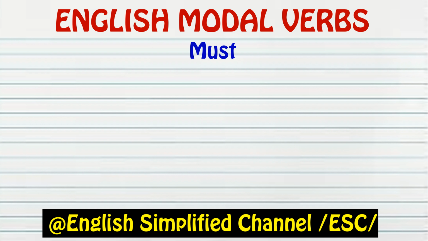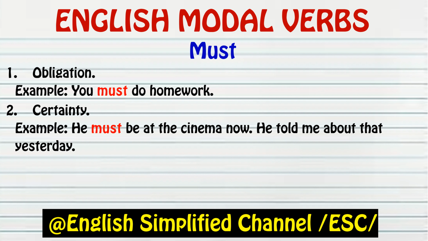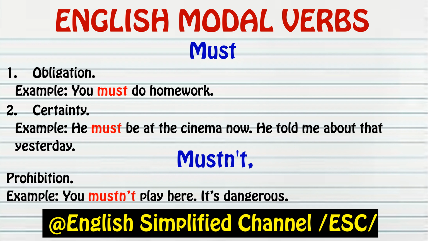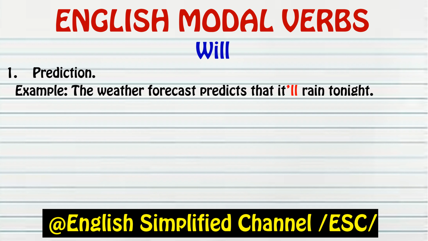Must. This one is used to express 1. Obligation. Example, you must do homework. 2. Certainty. Example, he must be at the cinema now. He told me about that yesterday. And if it is in negative form, mustn't, it's used to express prohibition. Example, you mustn't play here. It's dangerous.